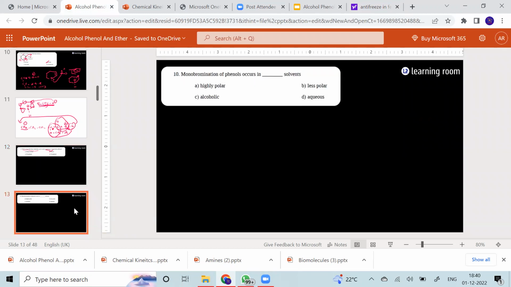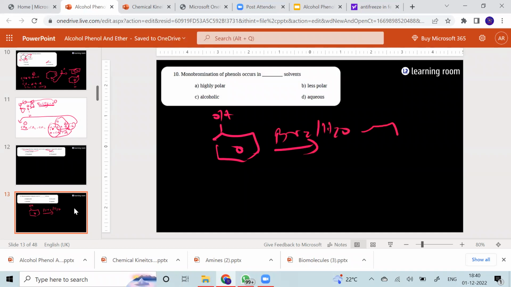Next. Monobromination of phenol occurs in dash solvents. Right now, if you just put Br2 in the presence of H2O, what happens? This OH is a very good activating group. It will not just stop at the ortho or para position, it will take up all the positions, Br and Br. But this is not what we want. What they want is monobromination. If you put water, that's what will happen.